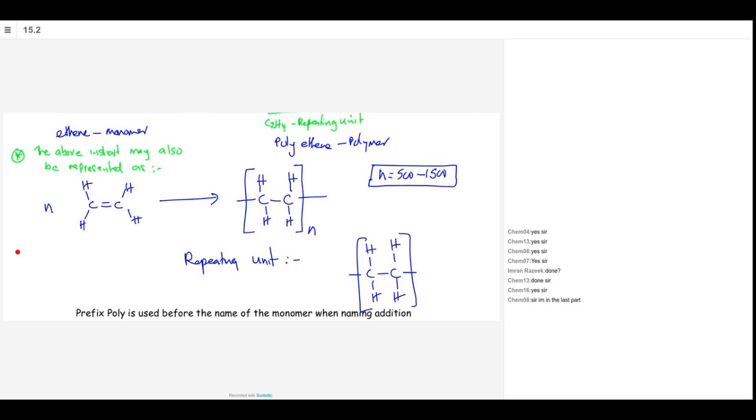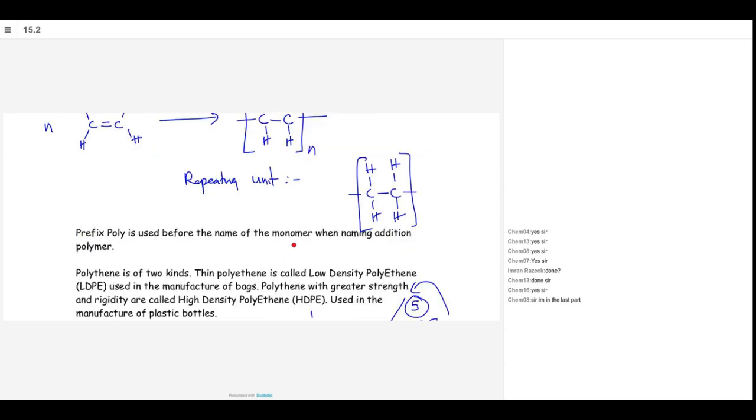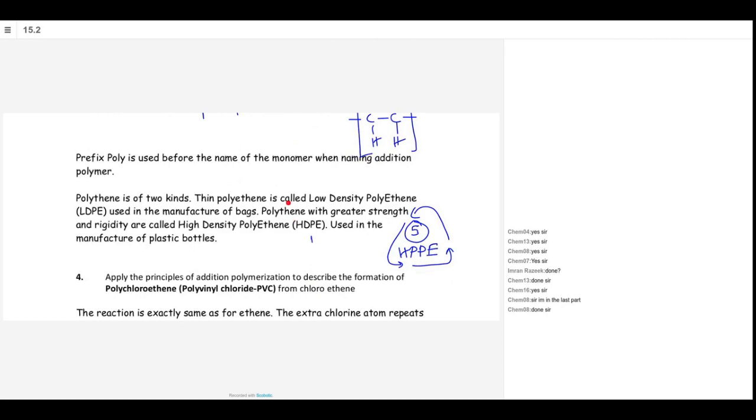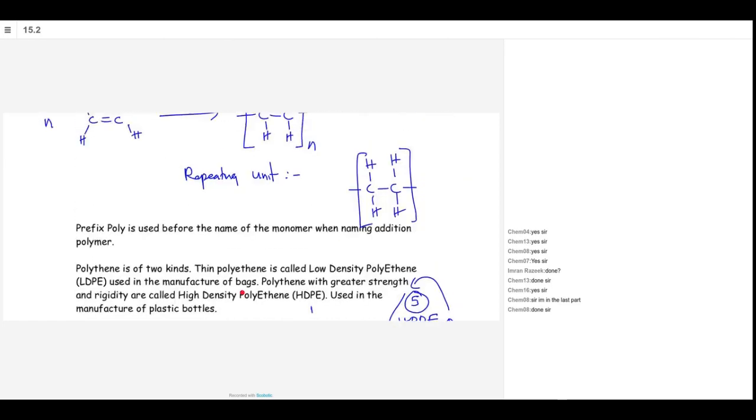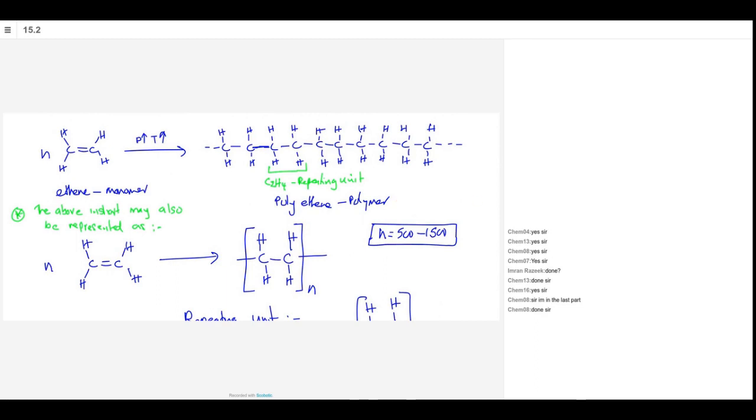Right. The next polymerization is polychloroethene. It's also referred to as polyvinyl chloride. So it's the same process as polyethene. Let me use the same diagram to draw. The only difference is the monomer. Everything else is the same, and this n number doesn't apply there because it's a different number.